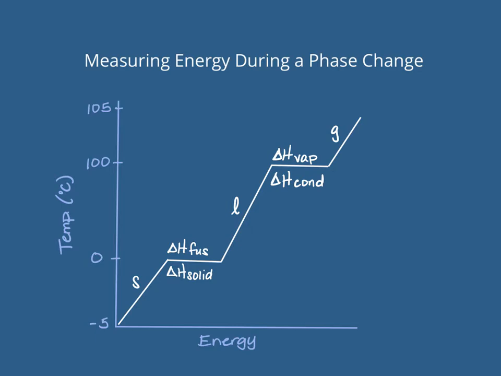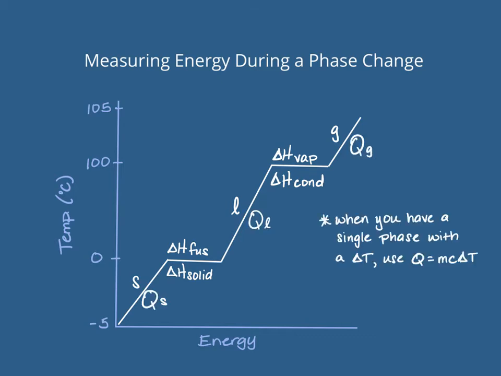So looking at this graph, we now know how to measure the energy during a phase change that's either absorbed or released. But what about measuring energy during a single phase? So when we're only a solid or a liquid or a gas. Well, notice for each one of those pieces, we have a temperature change. So whenever we have a temperature change, we can actually measure our energy absorbed or released by using Q equals mcΔT. So anytime you're in a single phase where you have a temperature change, you can use Q equals mcΔT.